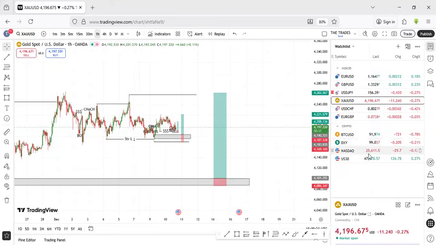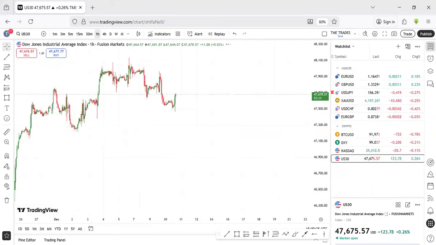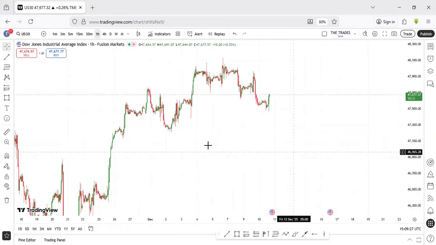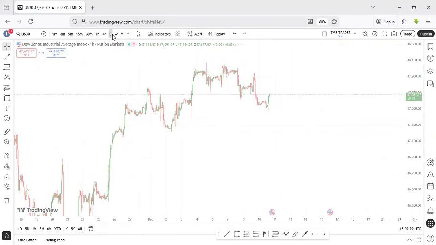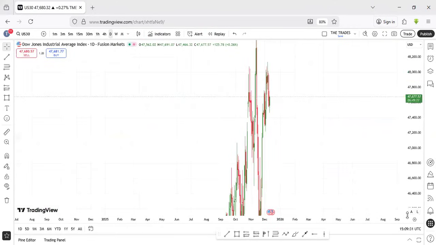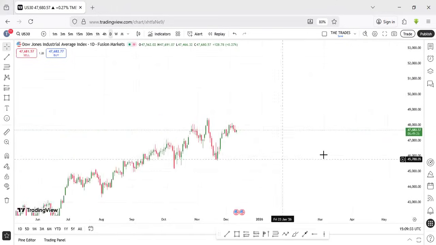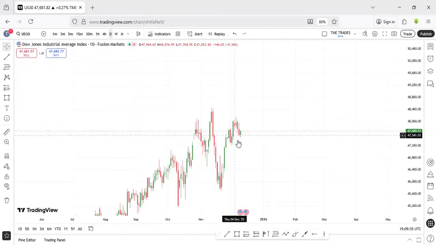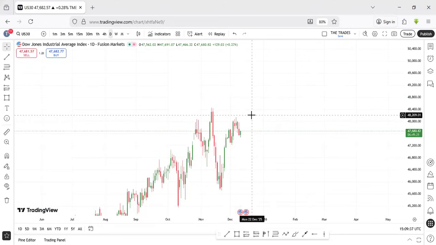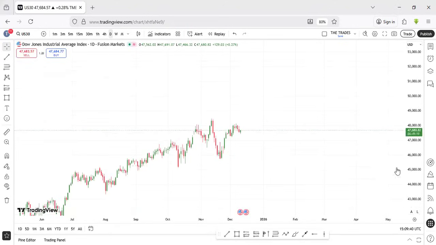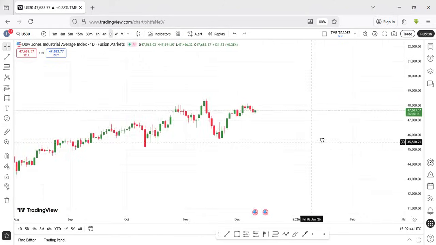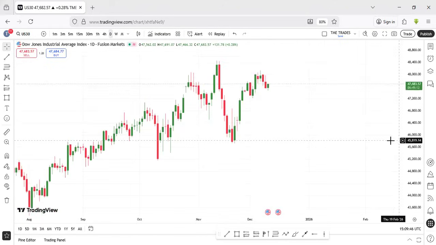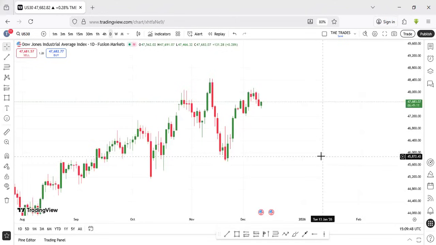Then on US30, I have a very good position and setup. Let's start from the daily time frame. As you can see on the daily time frame, this market is moving to the upside. And whenever you see a market moving to the upside, you start looking for more opportunity to take it to the upside. But I want us to observe something, right?